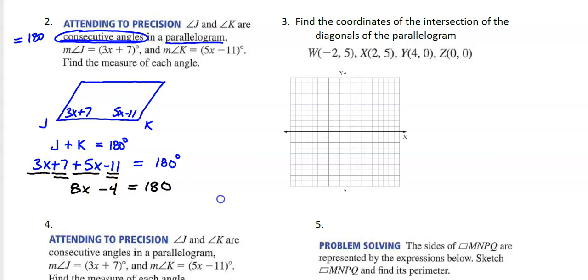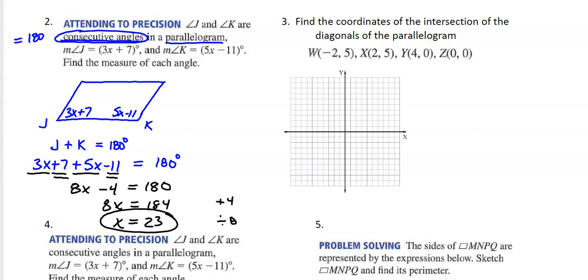Add 4 to both sides. So I'm going to get 8x equals 184. And then divide both sides by 8. And I'm going to get x equals, what's that going in there? 23. So x equals 23.